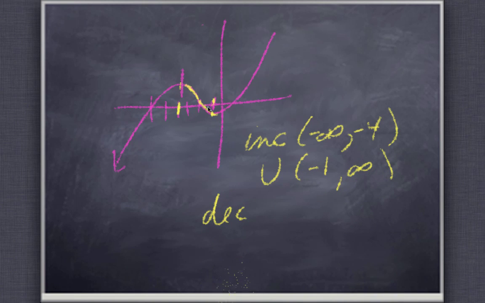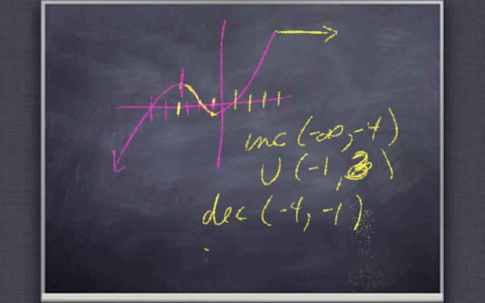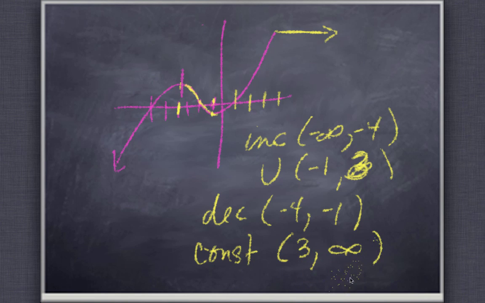It's decreasing just on this little bit from negative 4 to negative 1, and that's it. If it suddenly here went like that, then we would have said it's increasing from negative infinity to negative 4, and then negative 1 to 3, and we would have said it's constant from 3 on out to infinity, because constant just means a horizontal line.